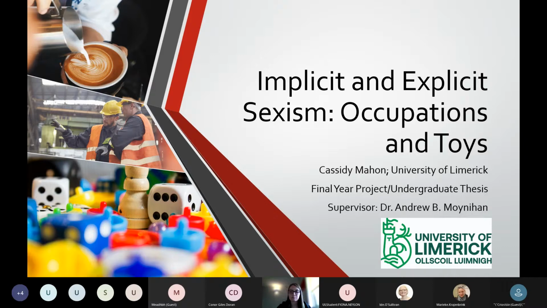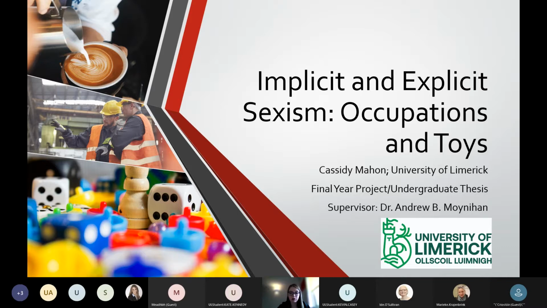Implicit bias is measured through the reaction times of the IAT. Participants are required to sort 4 categories of items into the corresponding category using the keyboard keys E and I. In this research, there are 2 IATs: one measuring the implicit gender stereotypes towards occupations, and another towards toys. In the occupation IAT, as you can see in these pictures here, the categories are men's names, women's names, manual labour, and hospitality sector. In the toy IAT, the categories are men's names, women's names, vehicles, and dolls.